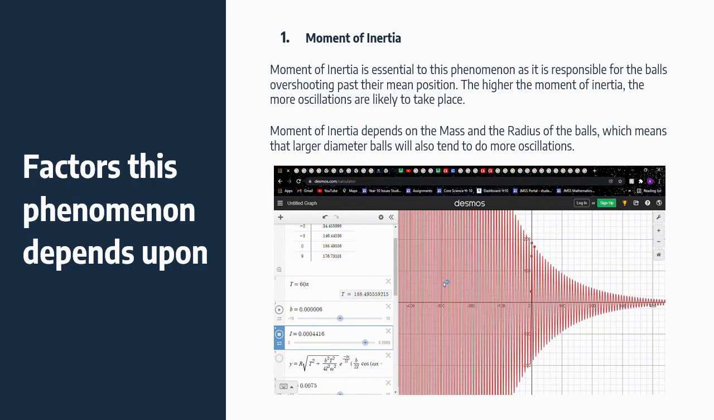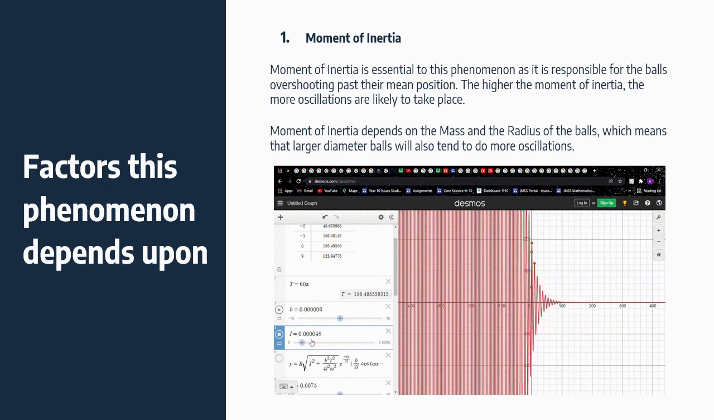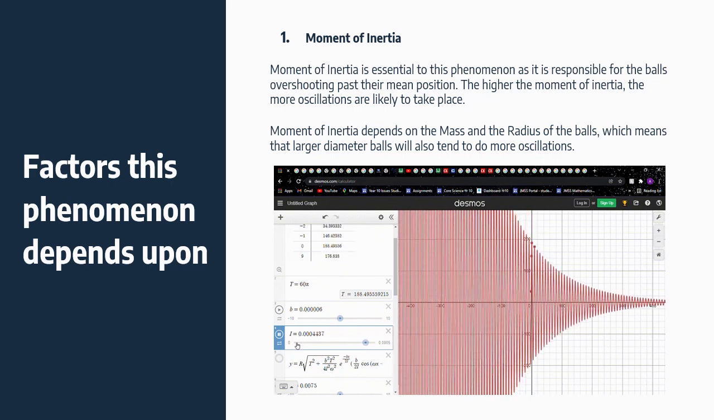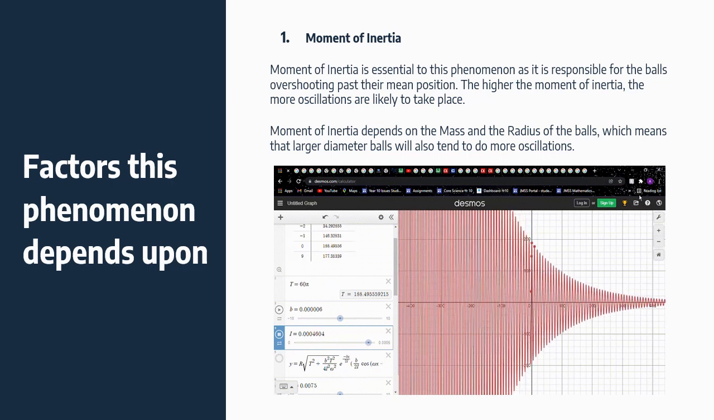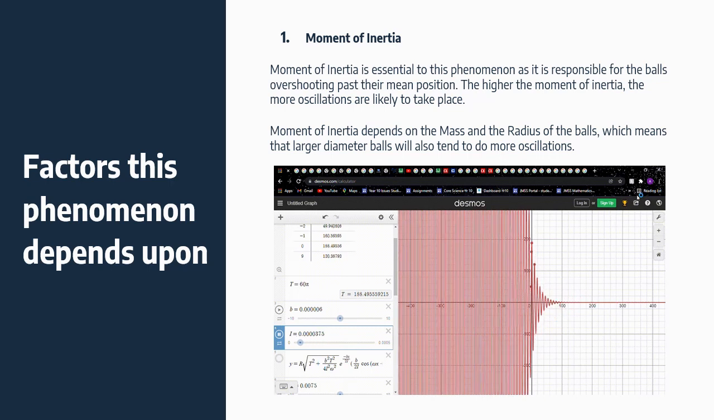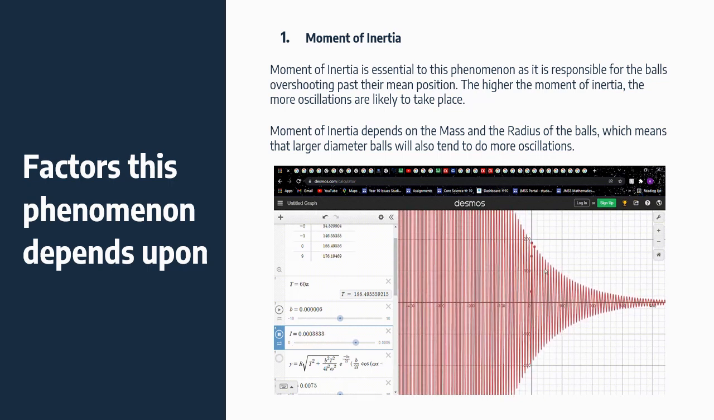Firstly, let's talk about the most important factor that this phenomenon depends upon, which is the moment of inertia. Moment of inertia is essential to this phenomenon as it is responsible for the ball's overshooting past the mean position. The entire reason of the ball's overshooting past the mean position is the moment of inertia. So the higher the moment of inertia, the more oscillations are likely to take place. And as we saw earlier, the moment of inertia was 4/3 mr squared, so it only depends on the mass and radius of the balls, which means the larger diameter balls will also tend to do more oscillations.